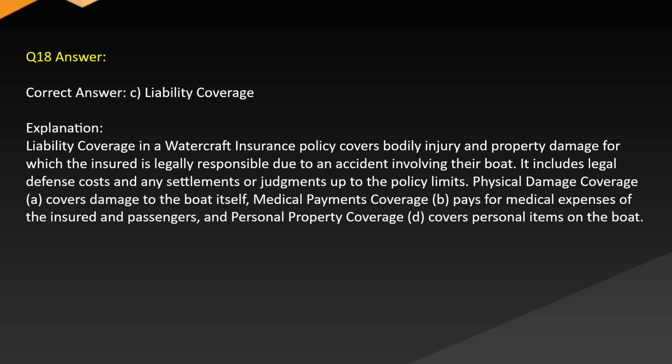Explanation: liability coverage in a watercraft insurance policy covers bodily injury and property damage for which the insured is legally responsible due to an accident involving their boat. It includes legal defense costs and any settlements or judgments up to the policy limits. Physical damage coverage, A, covers damage to the boat itself. Medical payments coverage, B, pays for medical expenses of the insured and passengers. And personal property coverage, D, covers personal items on the boat.